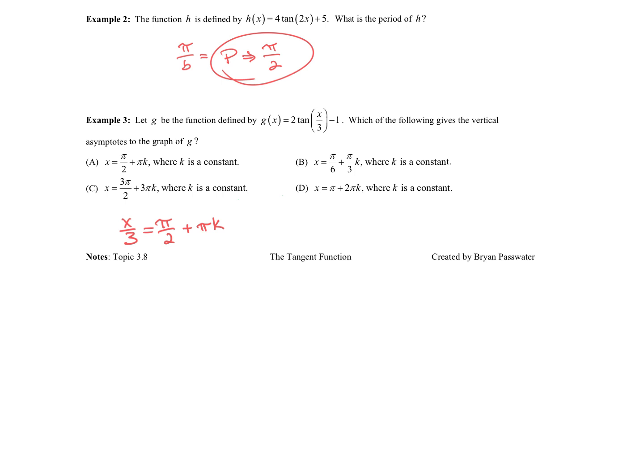All right, and so now let's solve for x. What do we multiply everything by? 3. And so then I'd have x equals what? 3 pi over 2 plus 3 pi k. And so which one does it match up with?